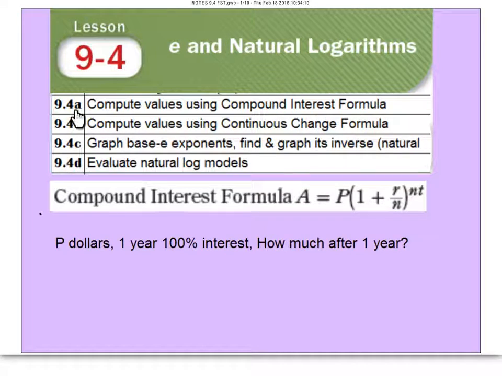In this video, we're going to look at Learning Objective A and look at how to compute values when you use the compound interest formula. Now this formula right here you have seen before in past math classes is called the compound interest formula. And let me show you what all the values stand for.